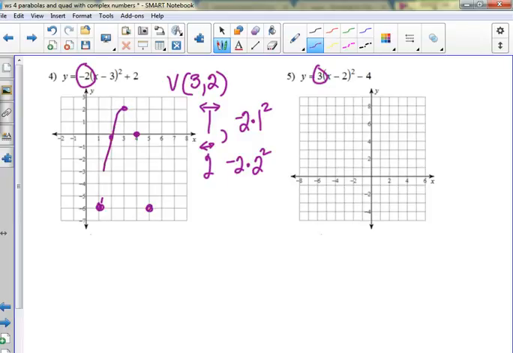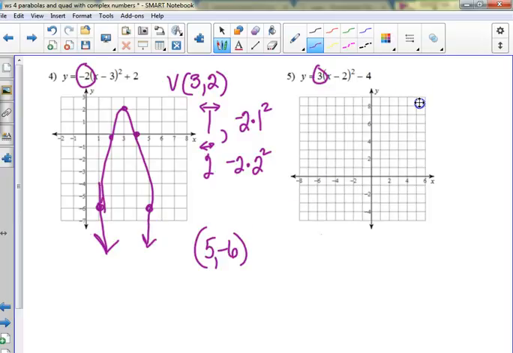Okay. Can we check one of those ordered pairs? What ordered pair do you want to try? Is it 5, negative 6, guys? Did anybody plot 5, negative 6 as one of their points? If I put a 5 back in, 5 minus 3 is 2, 2 squared is 4, 4 times negative 2 is negative 8, plus 2 is negative 6. I think it works.